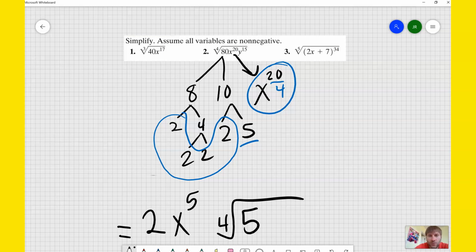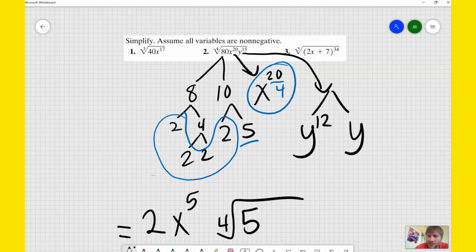Okay? But the y to the 15th is not going to remain a y to the 15th. I'm going to break that down to the nearest number to 15 that 4 will go into. And you know I can't go over 15. So I'm going to make it be y to the 12th because that's the nearest number to 15 that 4 will go into. So it's y to the 12th and y to the what? What else do I need to go with the y to the 12th that would make y to the 15th?